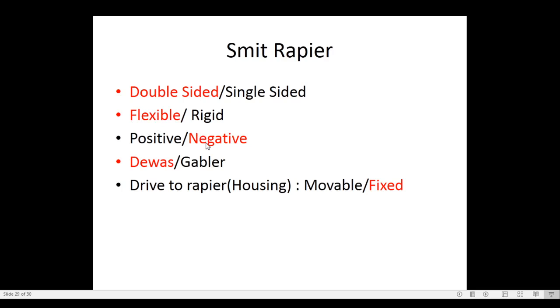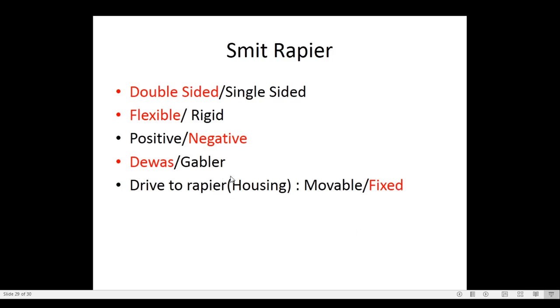Flexible rapier is always negative, means for opening and closing of the gripper, left hand gripper is there, right hand gripper is there. There is no external device to open these grippers. If it is there, it is negative. So this rapier is negative. Dewas type of system is there, means tip to tip transfer is there. Drive to rapier housing is fixed.